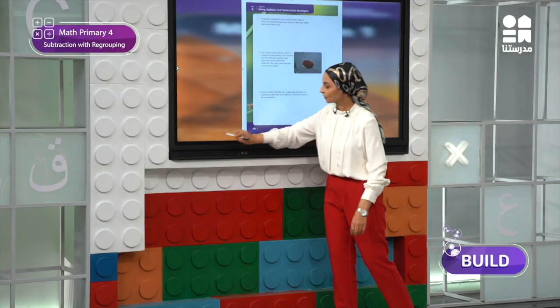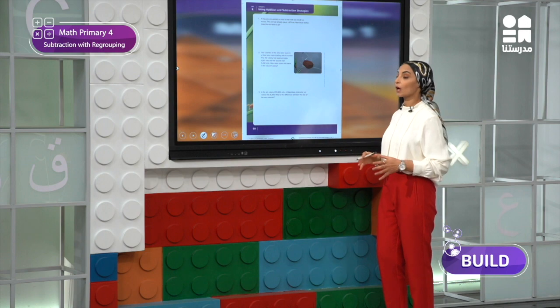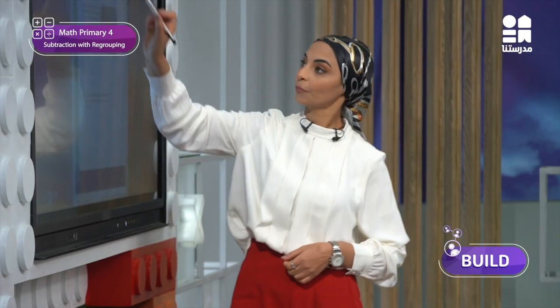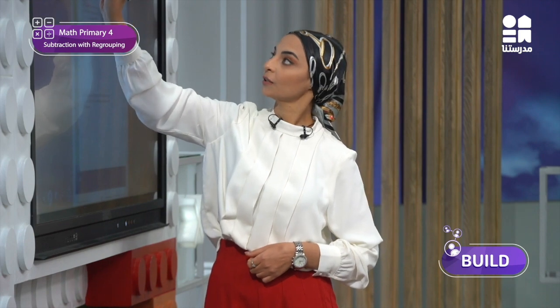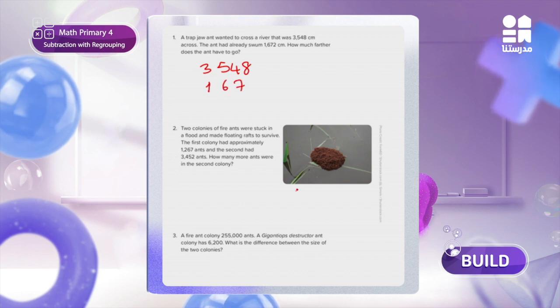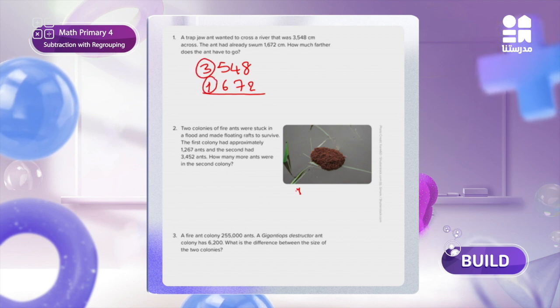Now, let's solve it. First of all, what should I do? Yes, I will round the 2 numbers. The first number I have is 3,548. The second one, 1,672. So I will round the 2 numbers to the nearest 1,000. First of all, I will circle the 1,000 here and circle the 1,000 here.